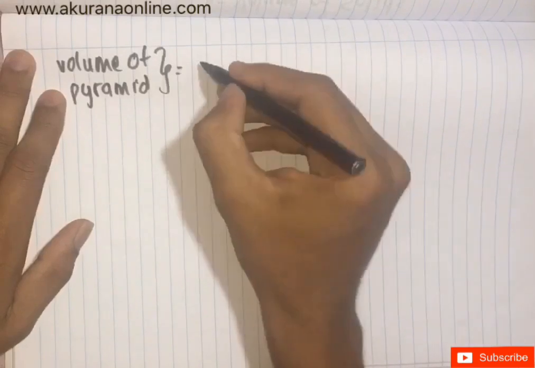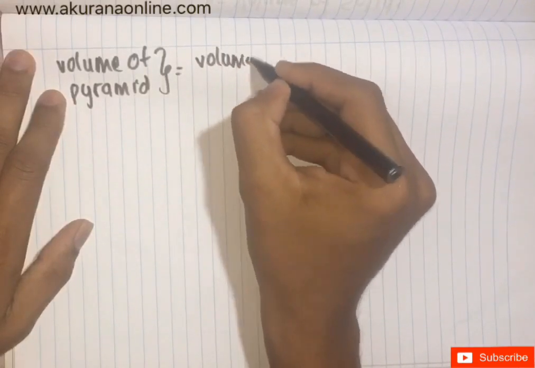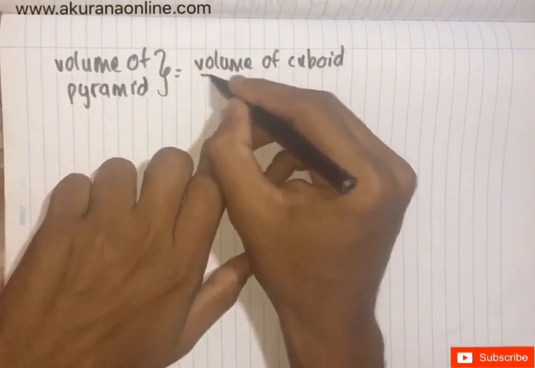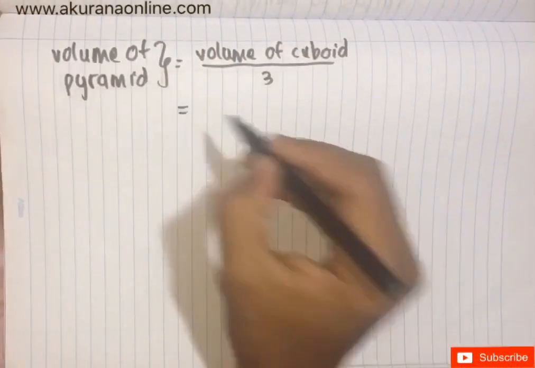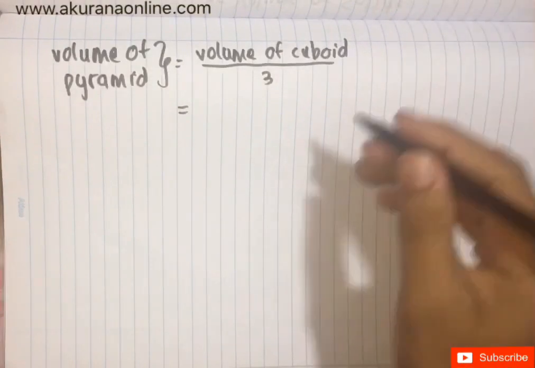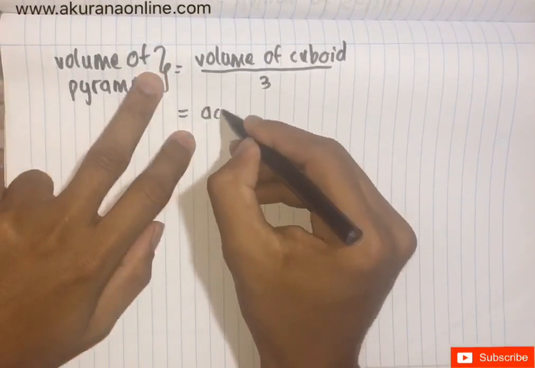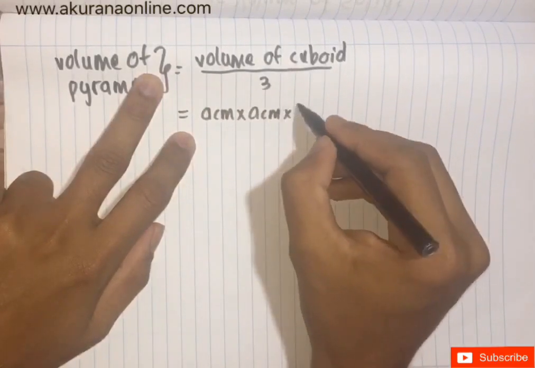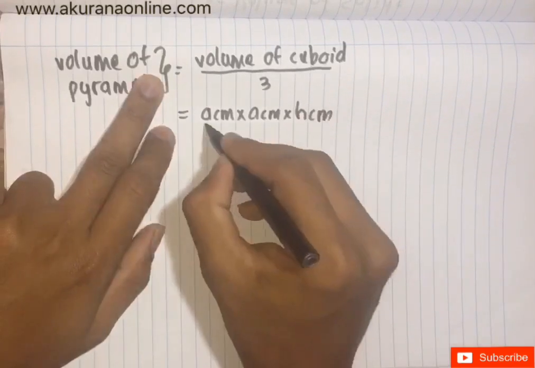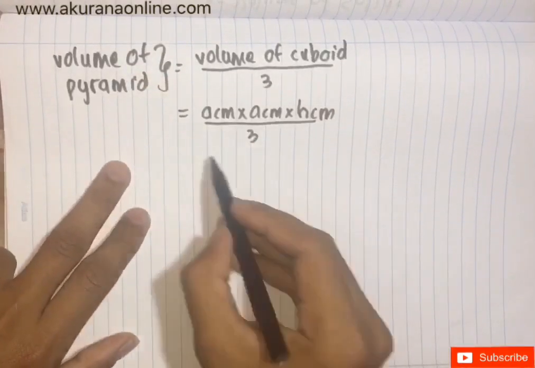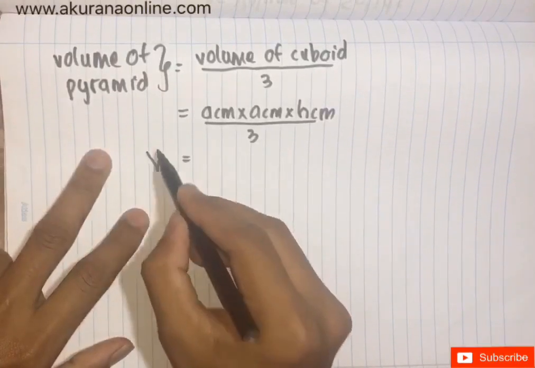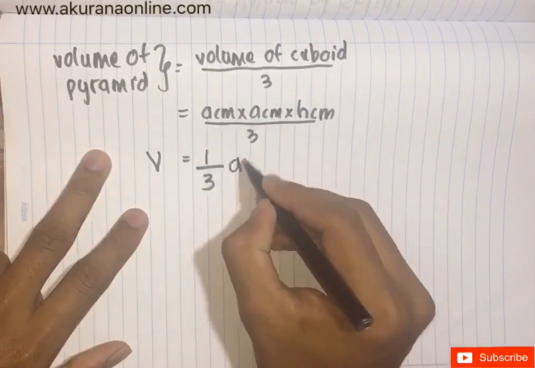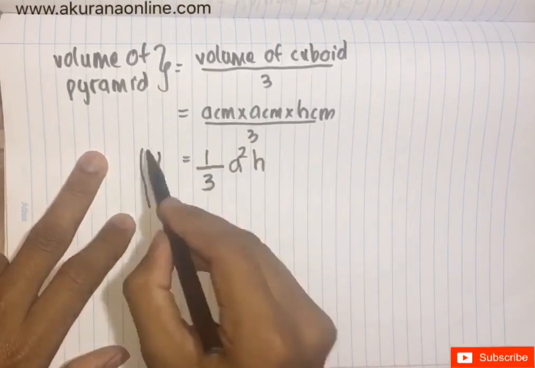Therefore, volume of pyramid is equal to volume of cuboid divided by 3. Now what is the volume of the cuboid? Length into breadth into height. That is, a centimeters into a centimeters into height h centimeters, divided by 3. Therefore, if I write it in a proper way, volume is equal to 1 over 3 a squared h. Are you okay with this part?